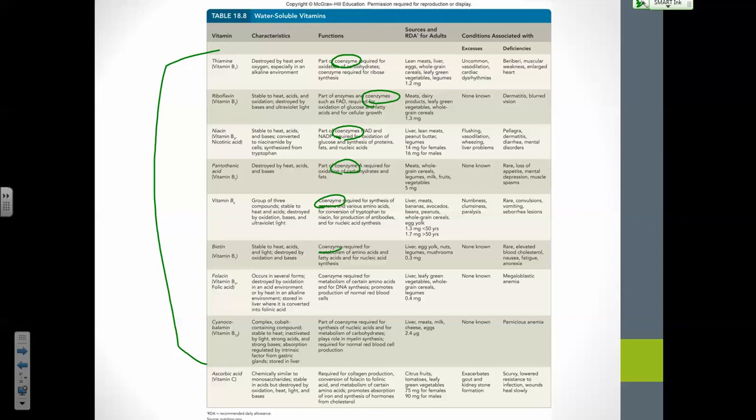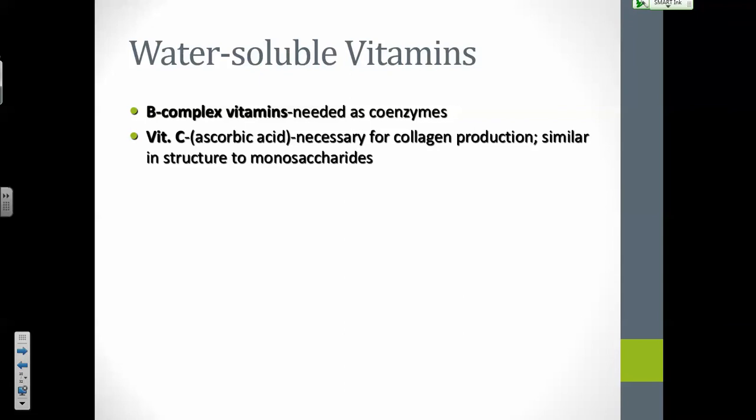These act as coenzymes for various metabolic processes. So in other words, some of your enzymes will not work if you don't have that vitamin. Okay, they act as coenzymes for various things. If you're curious, you can read all about it. Okay. All right, and then vitamin C is also called ascorbic acid, and we've already learned about this.